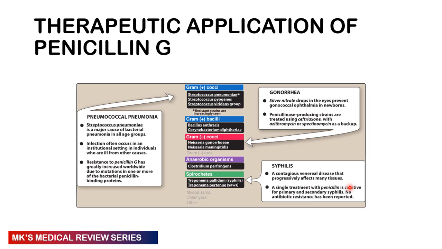Then, of course, it can be used for gonorrhea. Remember that in babies that are born to mothers that have gonorrhea, we want to use silver nitrate eye drops to prevent, of course, ophthalmia in the newborn. Then some strains produce penicillinase enzymes. We should treat them using your Ceftriaxone as well as azithromycin or spectinomycin as a backup. Then, of course, with Streptococcus pneumoniae, this is a major cause of pneumonia in all the different age groups. And then, of course, resistance to penicillin G has been seen in some countries.